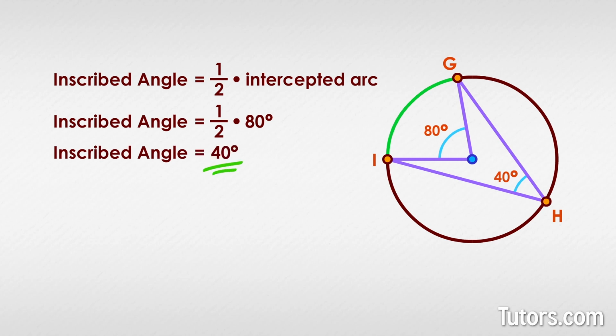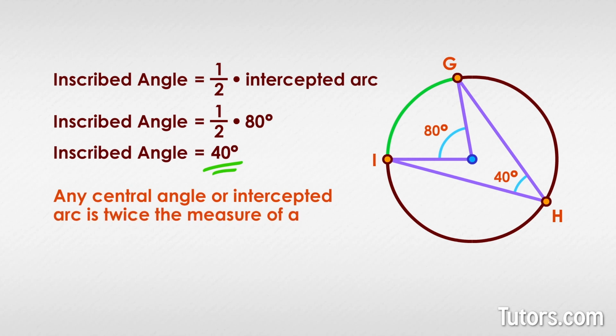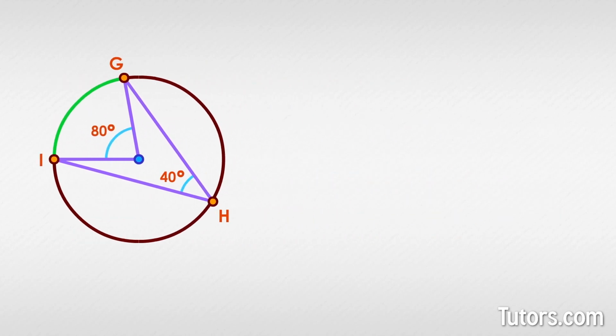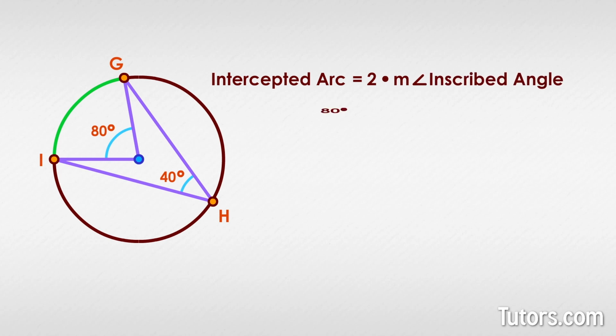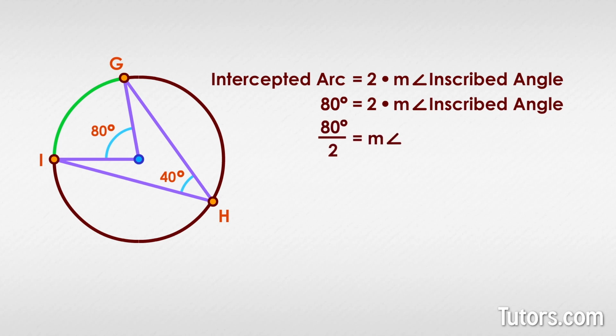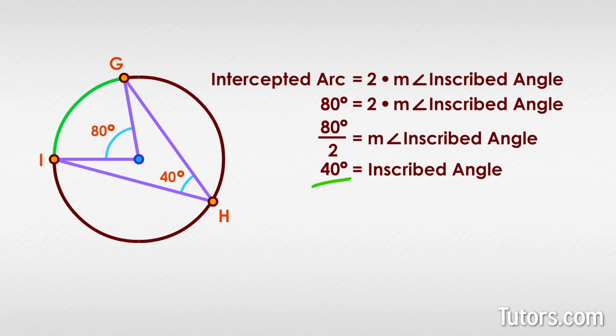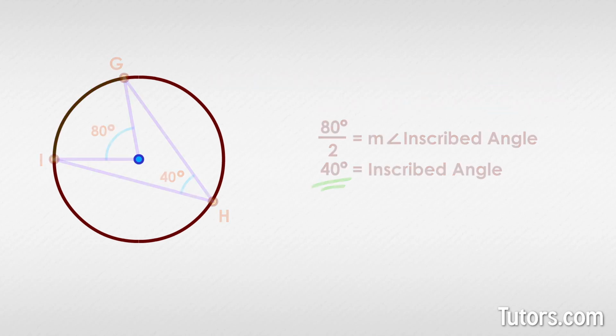Another way to state the same thing is that any central angle or intercepted arc is twice the measure of a corresponding inscribed angle. This formula looks like this. If we plug in our numbers, we get 80 degrees equals 2 times the measure of the inscribed angle. When we solve the equation, we get 40 degrees for the inscribed angle. Both formulas give us the same answer, 40 degrees.